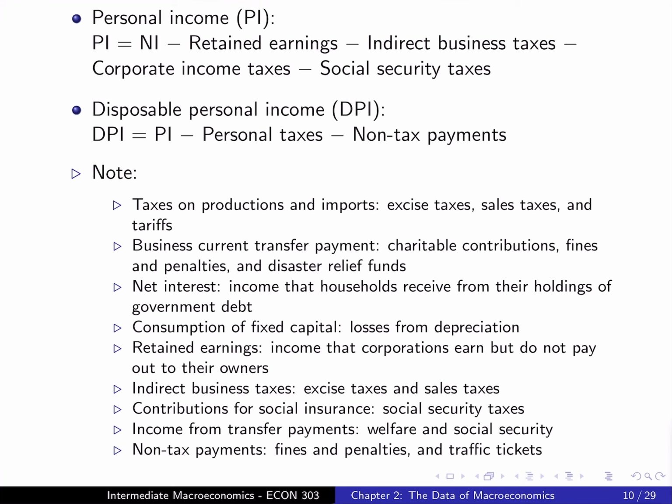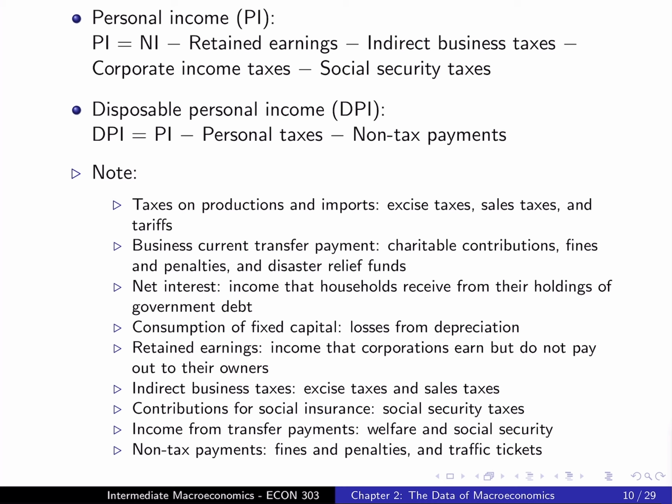Notes on selected terms. Taxes on production and imports include excise taxes, sales taxes, and tariffs. Business current transfer payments include charitable contributions, fines and penalties, and disaster relief funds. Net interest is the income households receive from government debt holdings. Consumption of fixed capital is the losses due to depreciation. Retained earnings are the profits kept by the corporations rather than paid to shareholders.